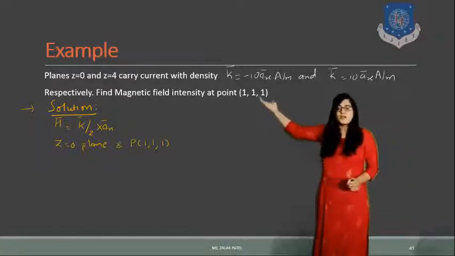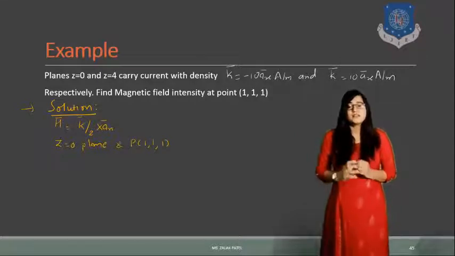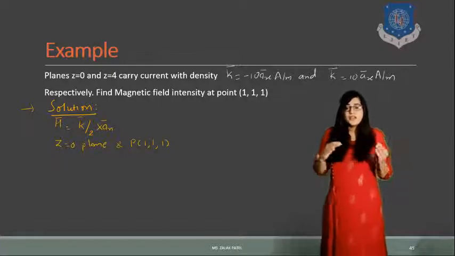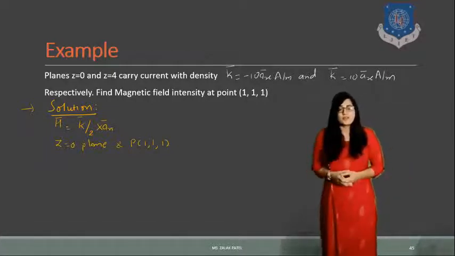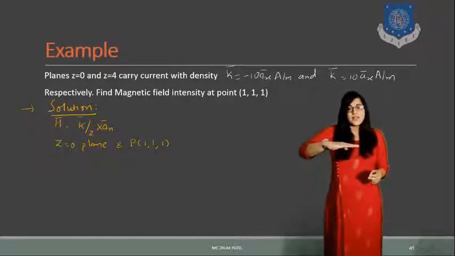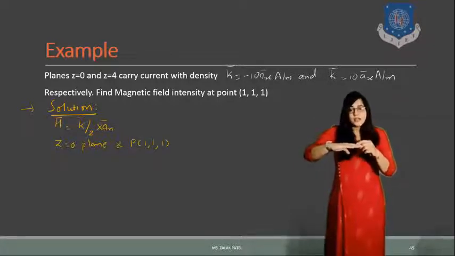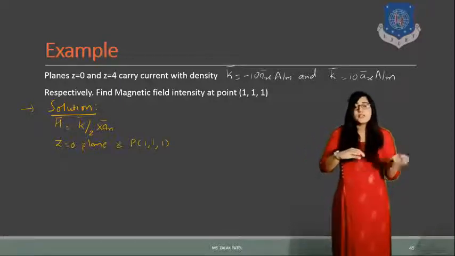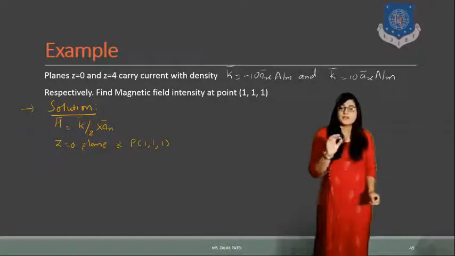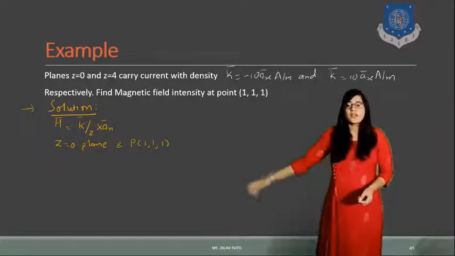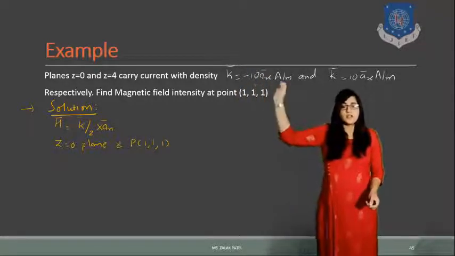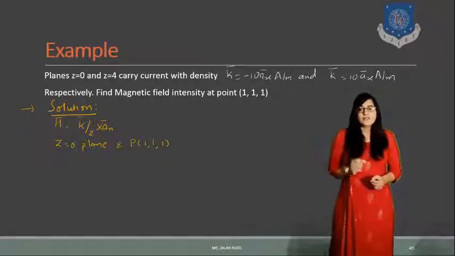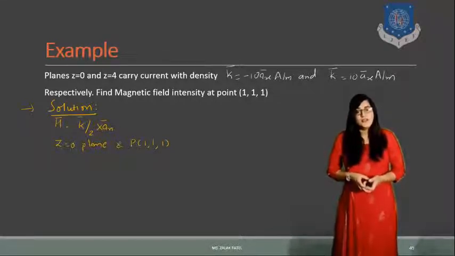If you see the coordinates of this point 1, 1, 1, the z coordinate is 1. So that z coordinate is above the z equal to 0 plane. Suppose that this is the z equal to 0 plane. The point 1, 1, 1 is obviously above this plane somewhere here. So if the point is above the plane, then you have to take the direction as positive. But which positive? Whatever plane is given in the problem statement; since the z plane is given, you have to take the positive direction in the z axis, meaning plus Az bar.